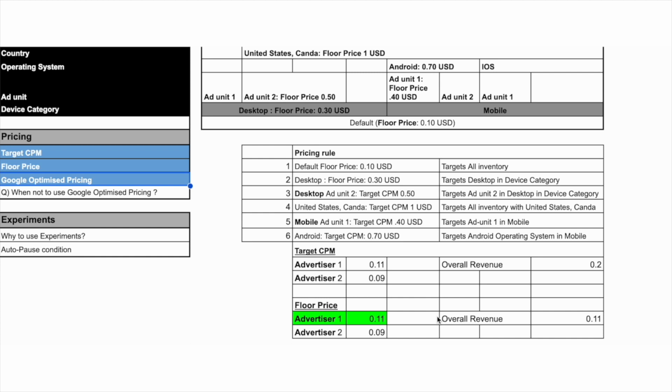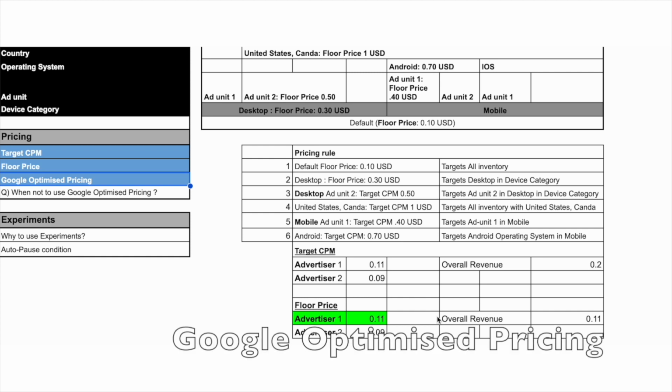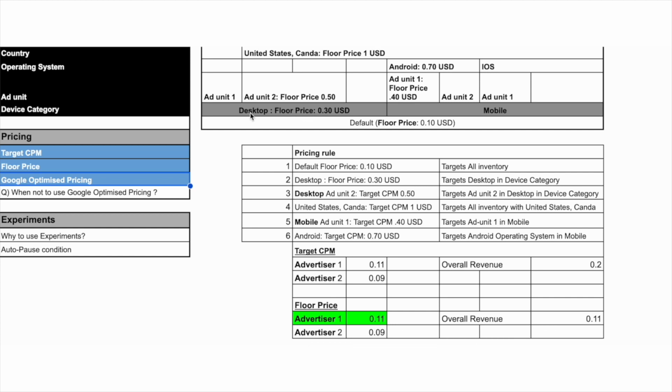Now let's understand what is Google optimized pricing. In here, we have set up a definitive price because when we pulled up reports in our account, we were sure and we were seeing some distinct CPMs over a certain period of time.